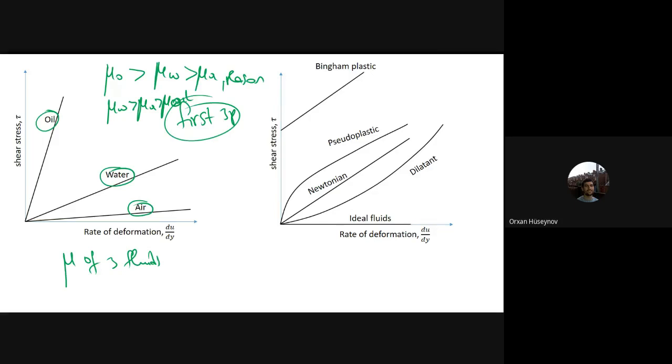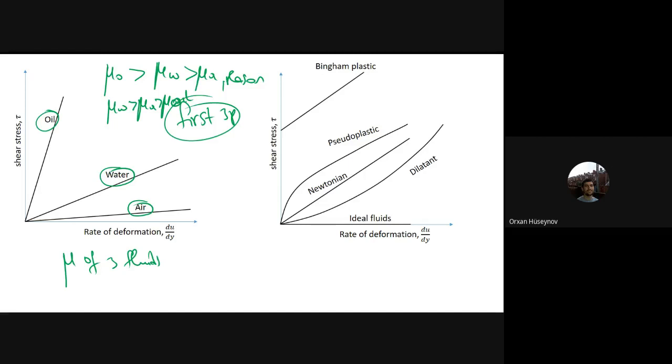Because of shear stress? That is not the reason. Density. Sorry? Density. You can write it as a comment, Ruslan. Let's see. Distance bigger. What do you mean by distance? Mu oil, mu water, mu air, that is large because of friction.